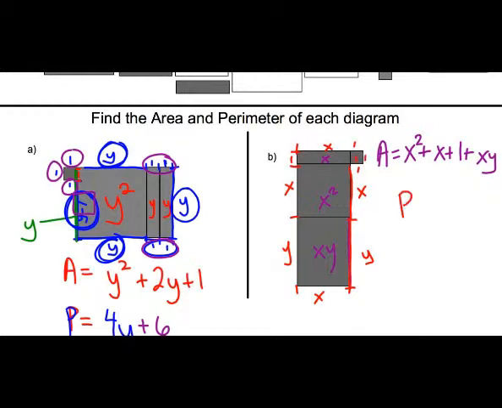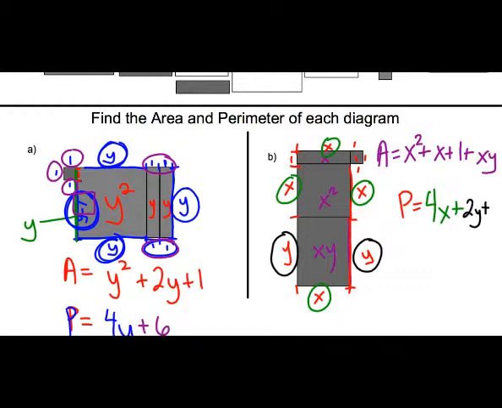So now I'm going to add up the perimeter. This time there's nothing covered up. It's going to be a little bit simpler. So let's take a look here. How many x's do I have? It looks like I have 1, 2, 3, 4x plus I have 2 y's plus, and last but not least, let's see the unit tiles. It looks like I have 1, 2, 3, 4. 4 units going around. And that's your perimeter.